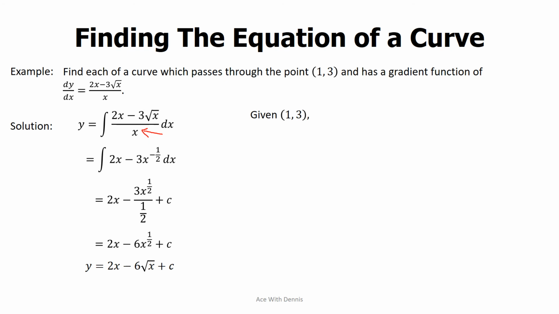Now, what we want to do next is to find the value of c. It is given that the coordinates of a point are (1, 3), so it means that x equals 1, y equals 3. Substitute these two values into the equation, we get 3 equals 2 minus 6 over 3 times 1 plus c, and c equals 3 minus 2 plus 6, we get c equal to 7. So we can rewrite the equation, which becomes y equals 2x minus 6 over 3 x plus 7.